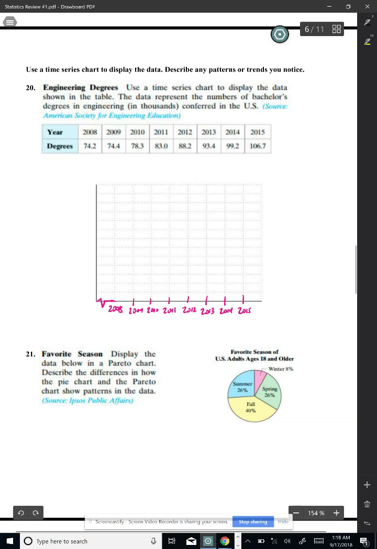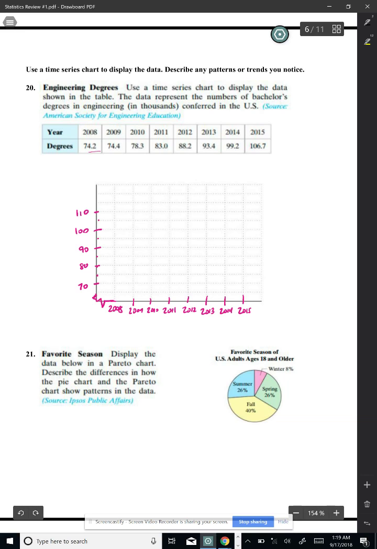Okay, on the other one, looks like the lowest one is 74.2. So again, we could indicate that there's a small break here. We're not starting at 0. And we could make this first one, I'm going to skip up a little bit, 70. And then 75, 80, 85, 90, 95, 100, 105, 110. And it looks like the largest number is 106, so that'll be high enough.